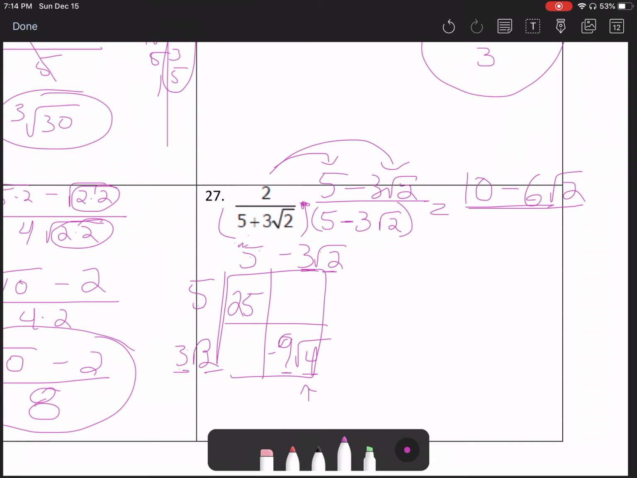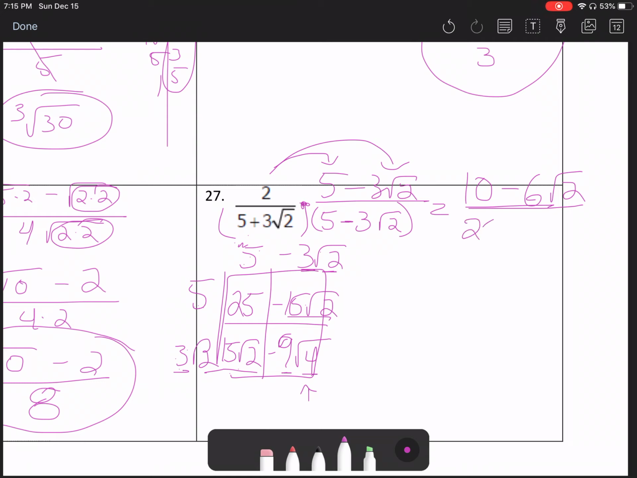The other thing, the reason why you do your plus and minus: 5 times 3 is positive 15 radical 2. And then 5 times negative 3 is negative 15 radical 2. And what you notice is these two right here, they add to be 0. They cancel each other out. They add to be 0. And so what you're left with is you're not left with any radicals in the denominator, just kind of the magic of when you multiply by what's called the conjugate.